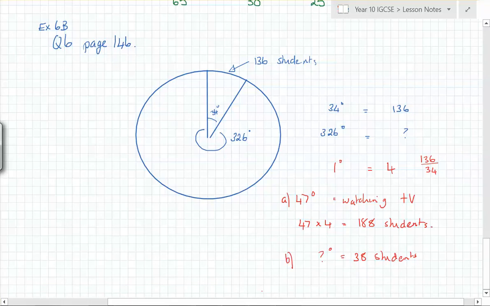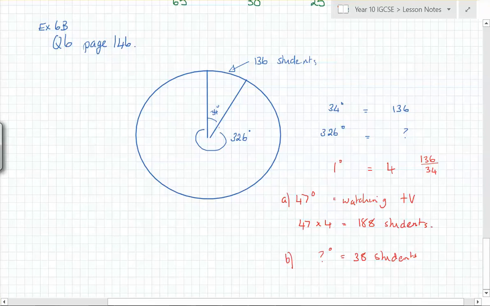48 degrees. Well, how do you work it out though? I want to know how you work it out. Wait. 38 students. Yeah? It's not the same exercise, is it? It's the same question, yeah. If 38 students visit friends, what angle would it represent?